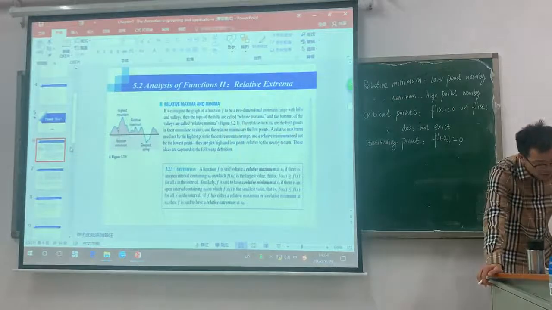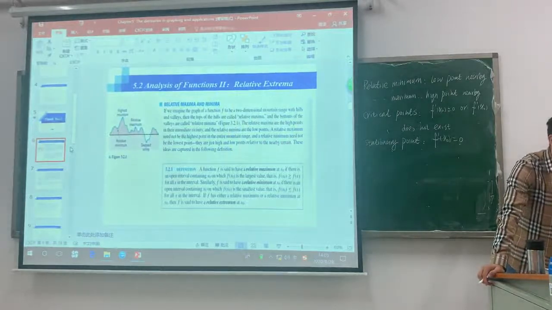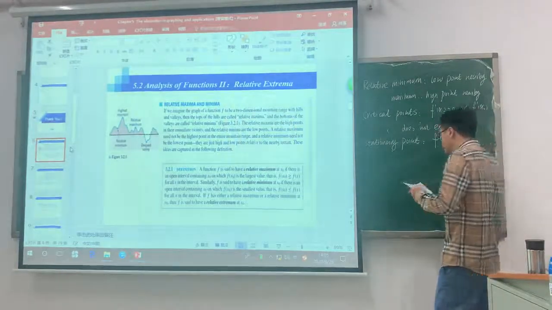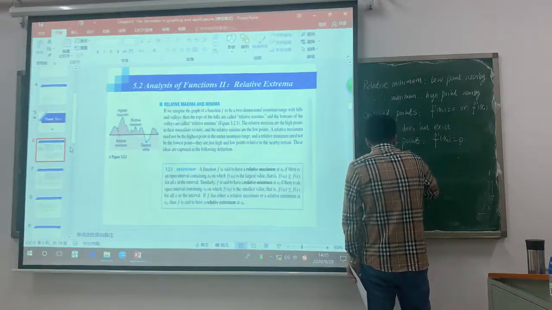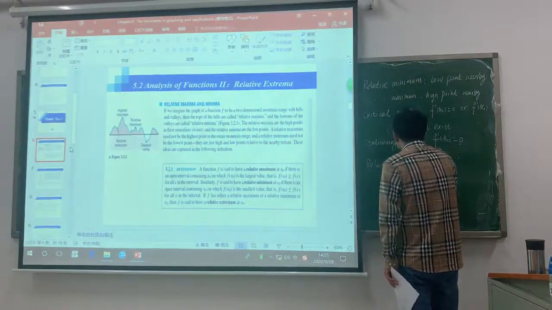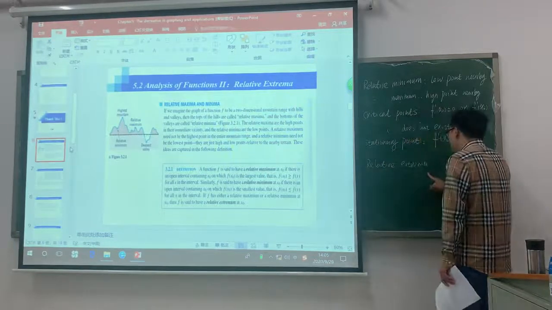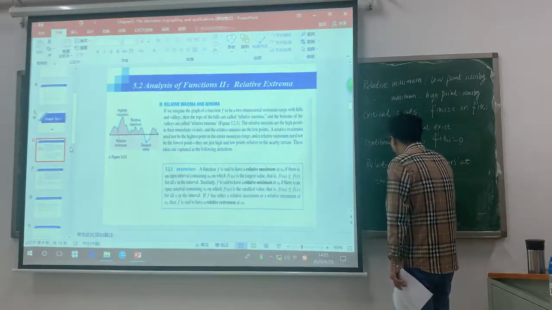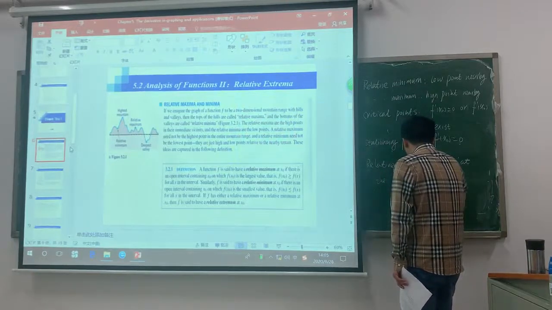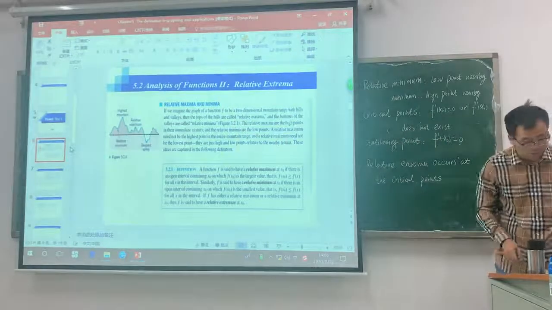And now actually we have a conclusion, which means that for a function, the relative maximum or minimum, the relative extreme, actually occurs at the critical point. The critical point.